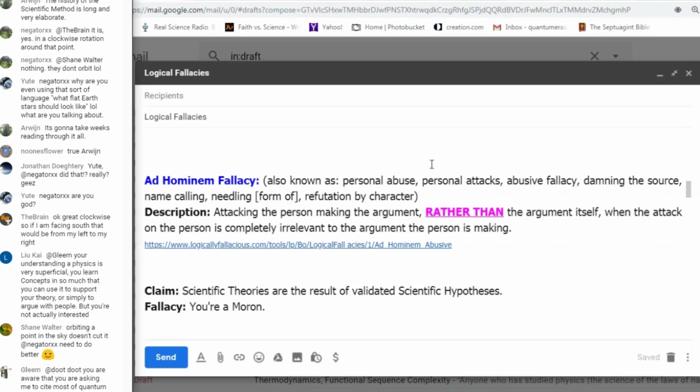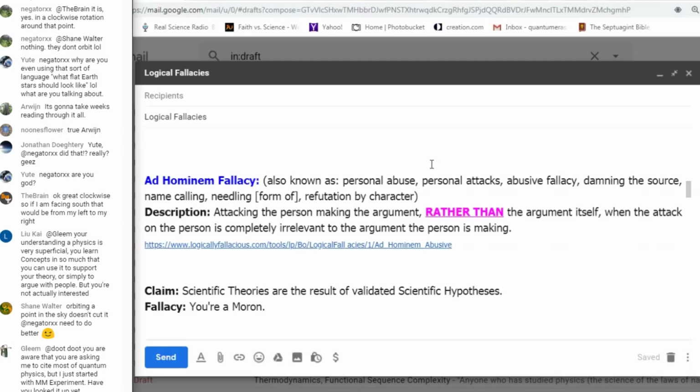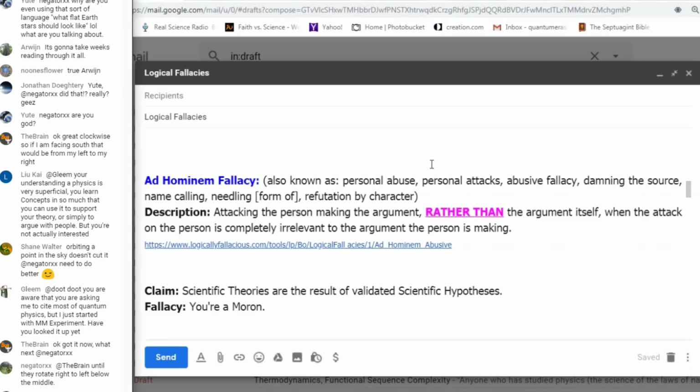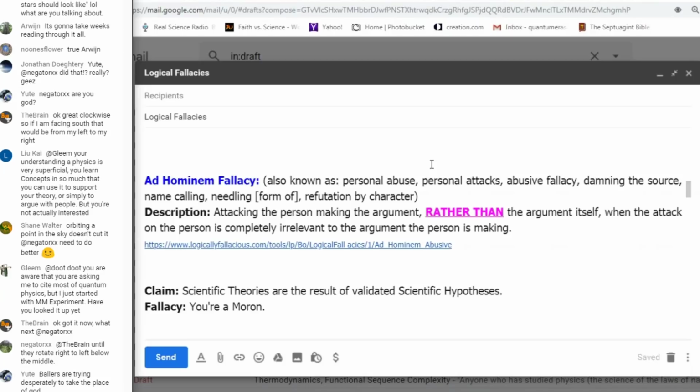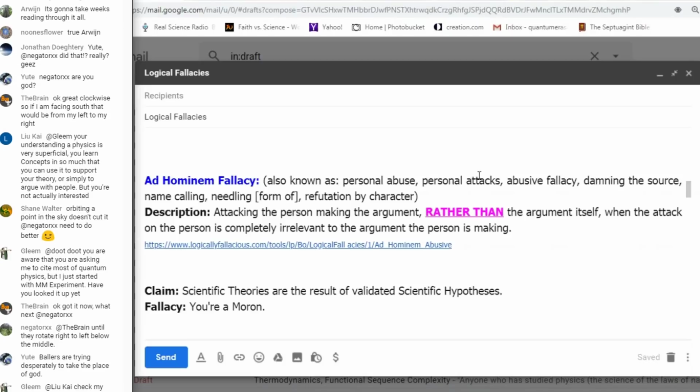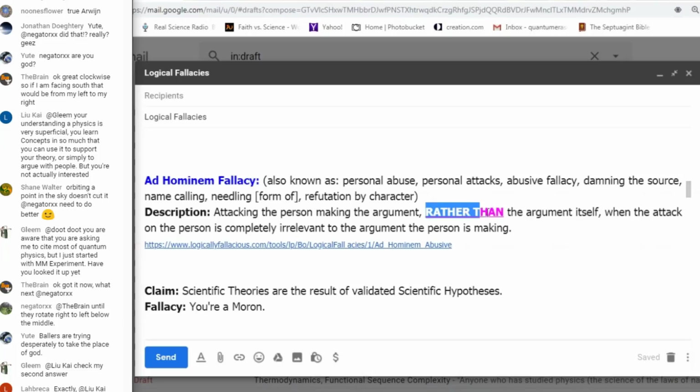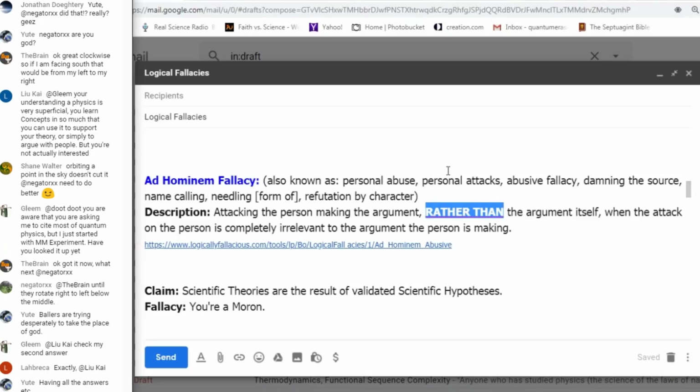Okay, now listen to this, folks. This is the punchline. Pay careful attention. Description: attacking the person making the argument, rather than, are you paying attention? Rather than the argument itself. When the attack on the person is completely irrelevant to the argument the person is making. You see this part right here? This is a key part of this definition.